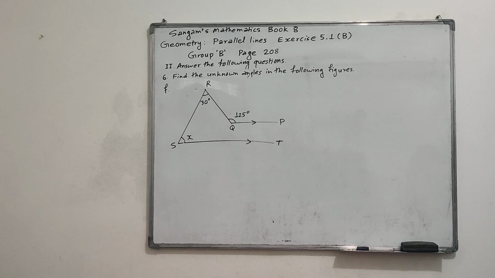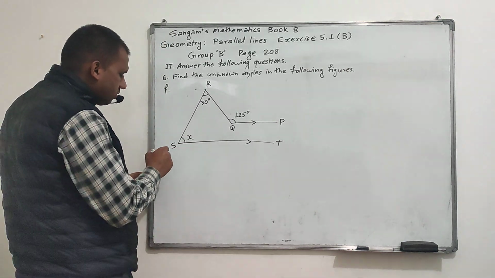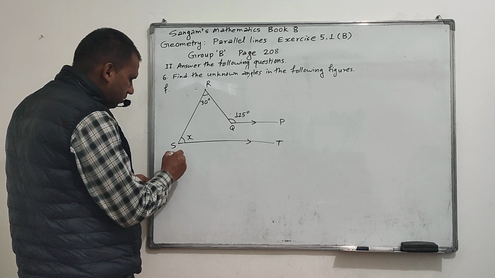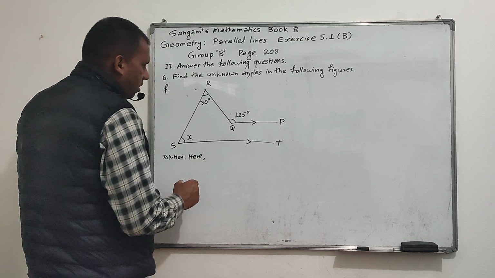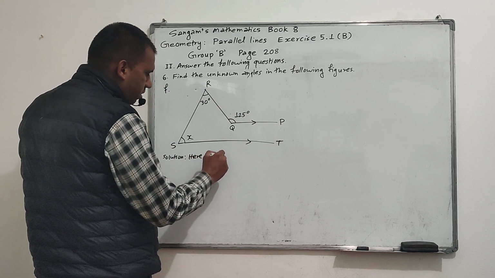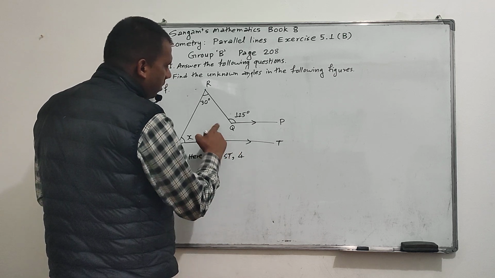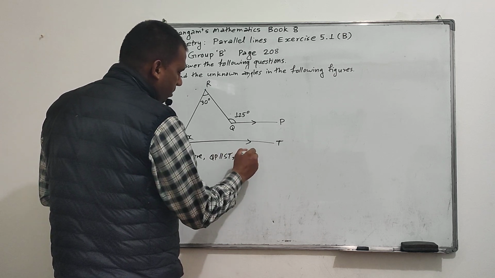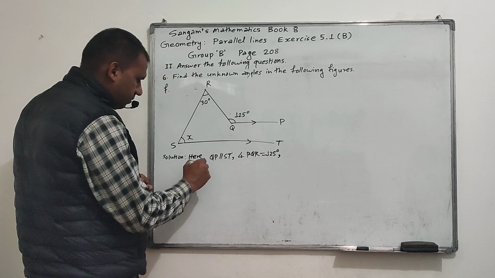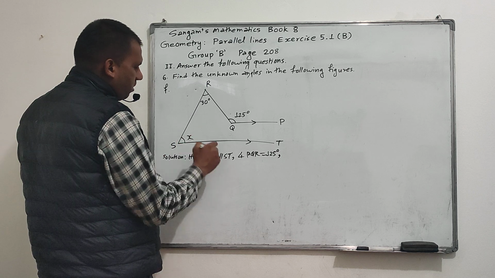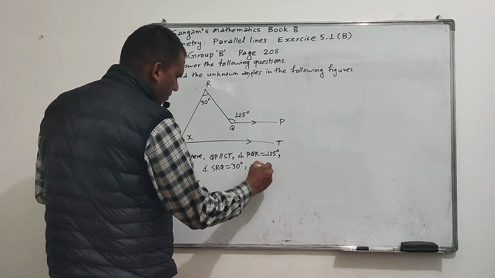Okay, student, now next question 6F. In this figure, we have to find the value of x. Next, solution here. QP parallel to ST, angle PQR equal to 125 degree. Angle SRQ equal to 30 degree. X equal to question mark.